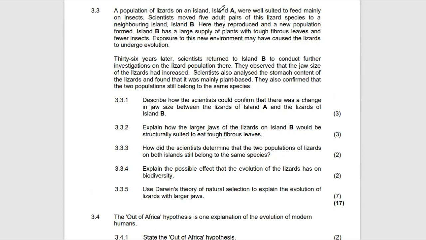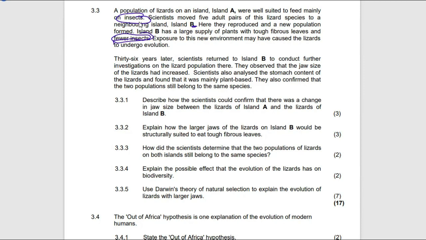A population of lizards on island A were well situated to feed mainly on insects. So it means that these were feeding on insects. Scientists moved 5 adult pairs of the lizard species to the neighboring island, island B, where they reproduced and a new population formed. They're saying island B has a large supply of plants with fibrous leaves, and fewer insects. It means that now the food has become scarce. So this one is going to become a problem. Exposure to this new environment may have caused the lizards to undergo evolution.